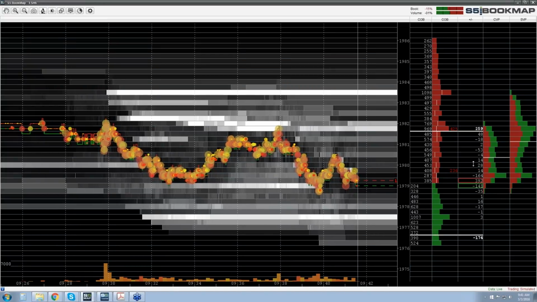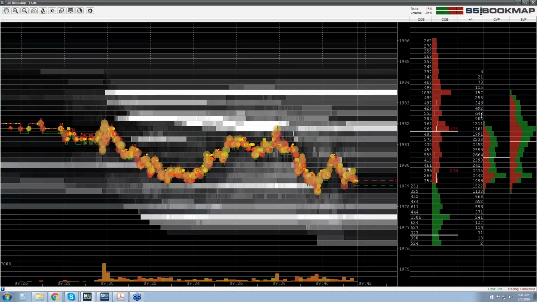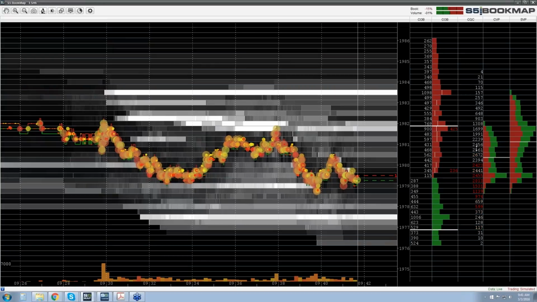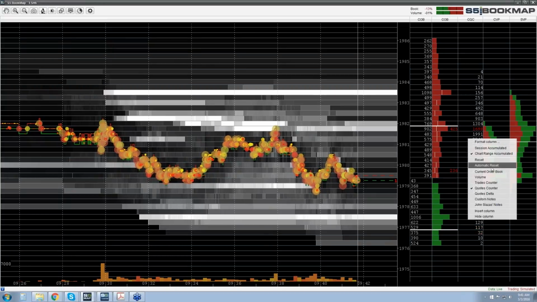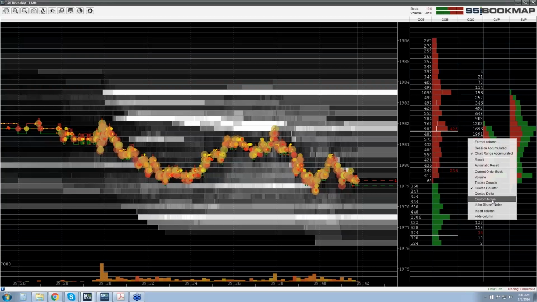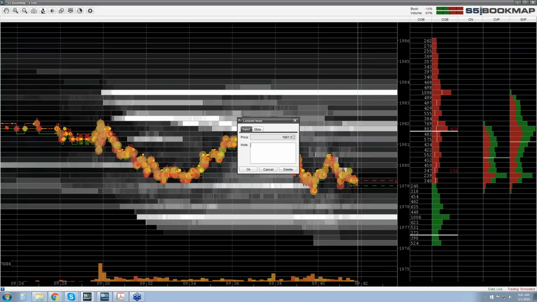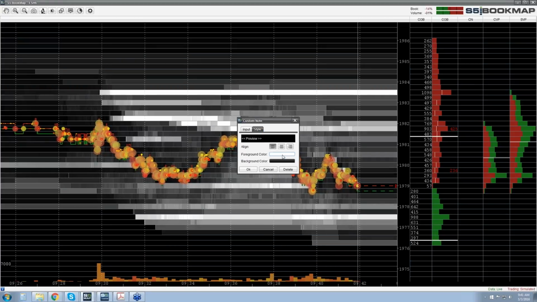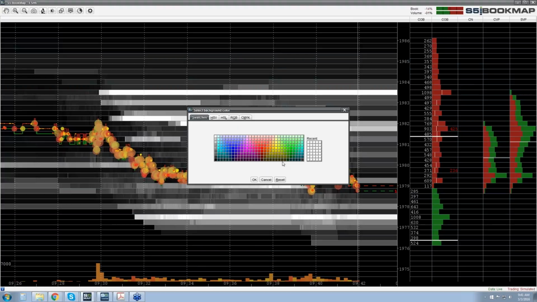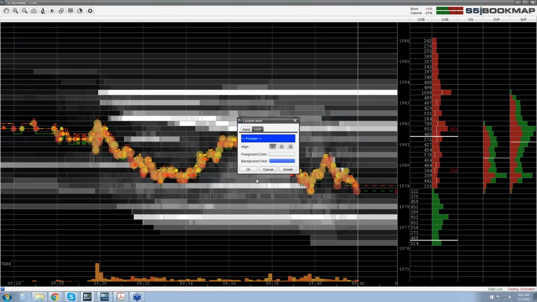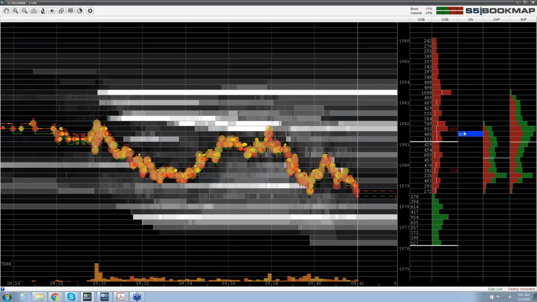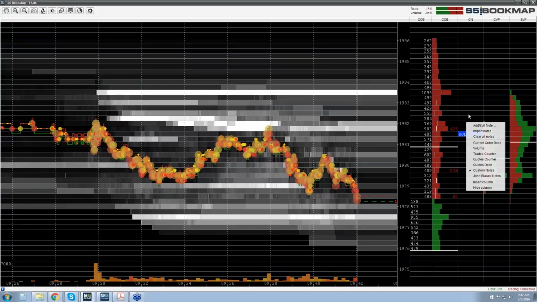delta, which shows added and pulled liquidity. The quotes counter shows every single quote that flashes within these areas, and the trades counter we went over already. You can add in a custom notes column as well, and left click and add a note, like high of day, and add a style to it as well. Let's put in a color, and there's my custom note. Okay, so all sorts of flexibility here.